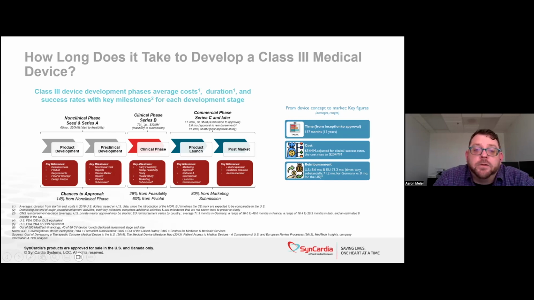Moving into that clinical phase, right? This is where we actually go and do clinical trials in the clinical work. Again, there's sources for where a lot of these numbers come from, but you're looking for 70, 79, almost 80 months and $32 million.